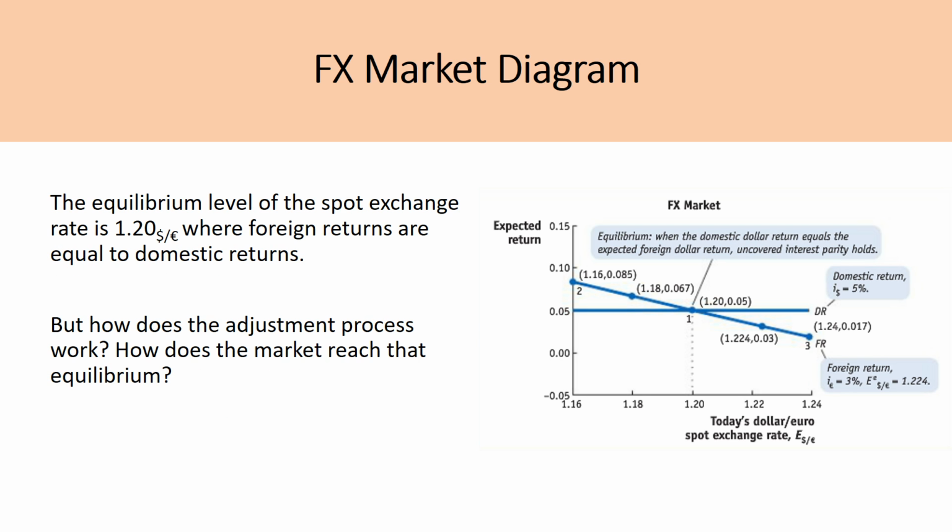Now, the equilibrium level of the spot exchange rate is $1.20 for €1, and it's that intersection point between the domestic returns, DR, and FR. So it's at the $1.20 level. Really, the market in the short term, and this is why it's the asset approach, just in the short term, international traders across investment banks and different trading institutions will buy and sell and eventually equalize the exchange rate in order for foreign returns to equal domestic returns. And so this is an adjustment process. But how does this adjustment process work?